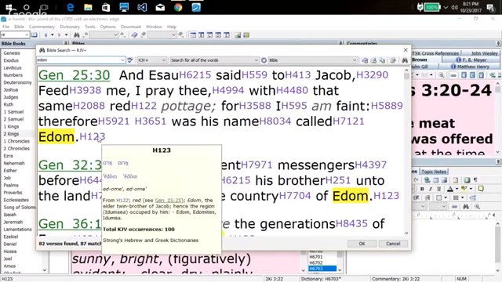And remember, he wasn't just called Edom from this particular instance. They called him red back in Genesis 25:25. He came out red. This established his nationhood right here. All right. And this is red. You see the word right there. Let me click on that real quick.